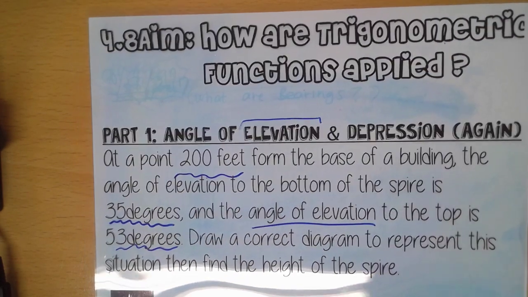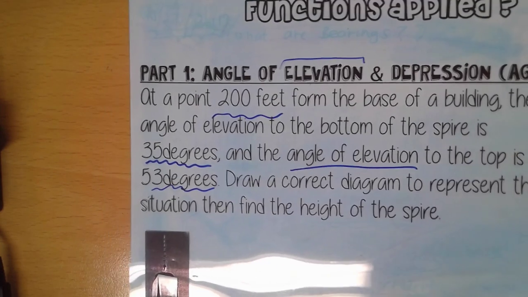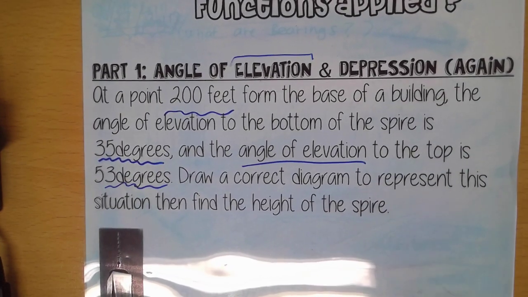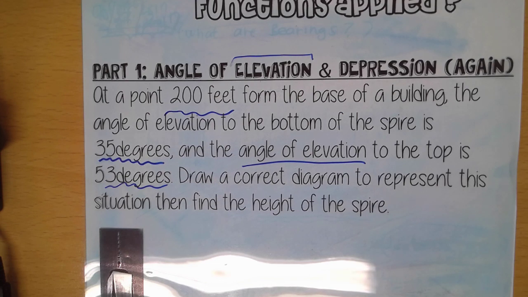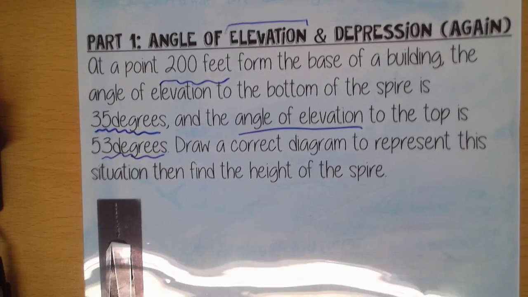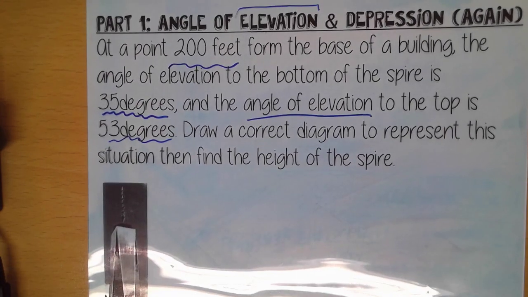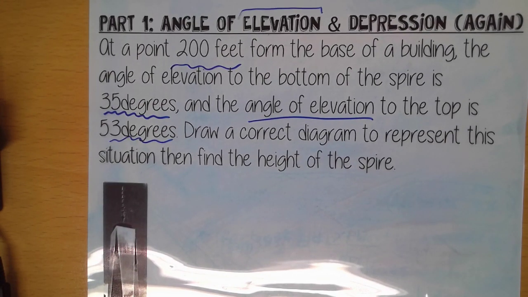At a point 200 feet from the base of a building, the angle of elevation to the bottom of the spire is 35 degrees. And the angle of elevation to the top is 53 degrees. Draw a correct diagram to represent the situation, then find the height of the spire. Anytime you have a situational problem, just don't be scared of it. Always make it real, okay?